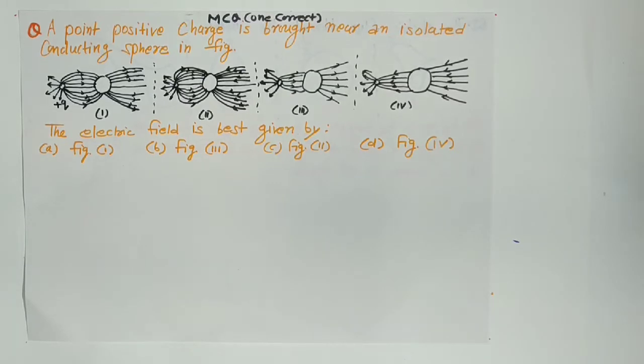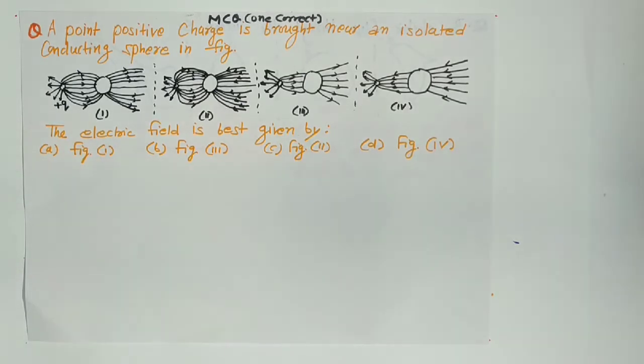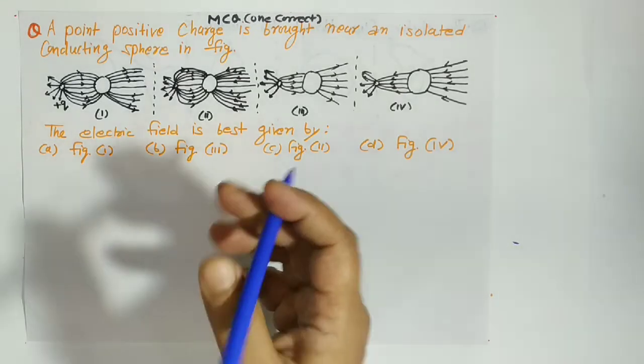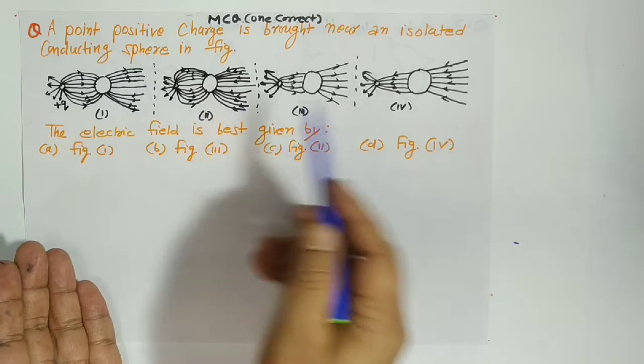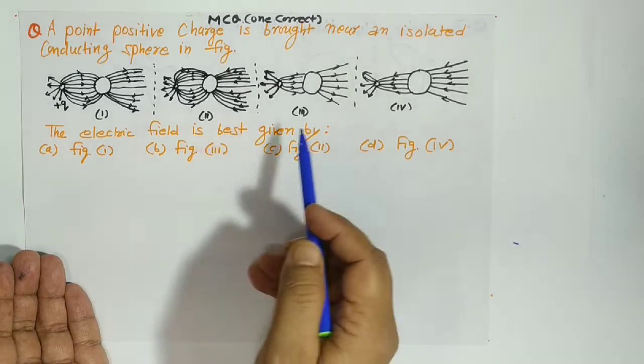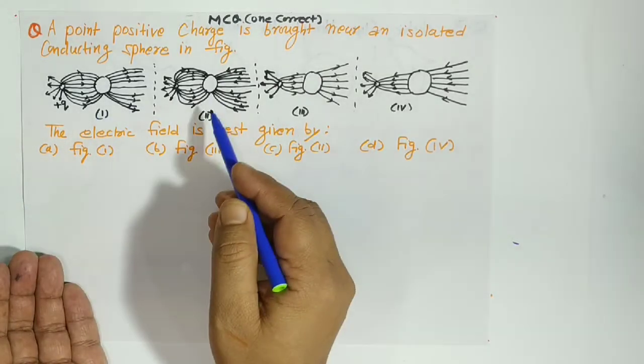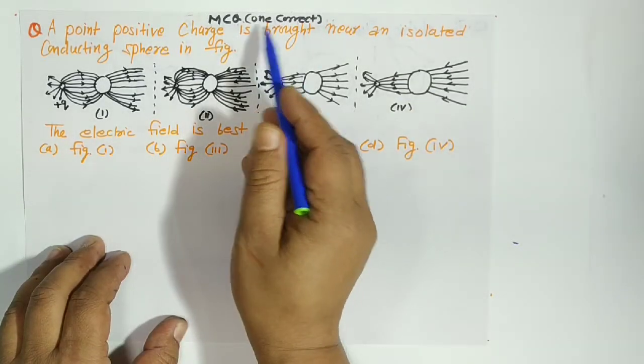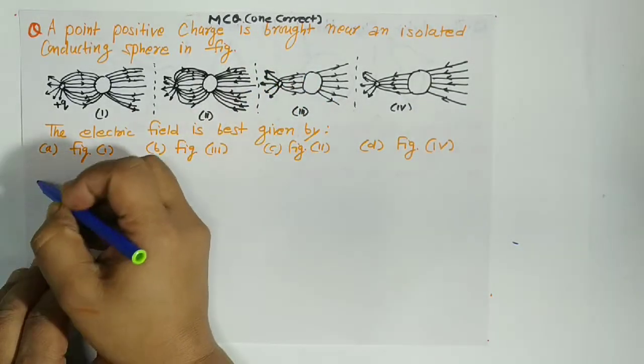Students, today I am going to discuss some hot and important questions from NCERT Exemplar. Now this is question number 1: a point positive charge is brought near an isolated conducting sphere in the figure. If you see the figure, there are 4 figures given. The electric field is best given by figure 1, figure 2, figure 3, or figure 4. So these are the options. We have one correct MCQ question.